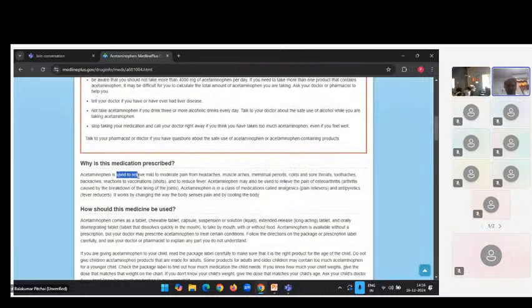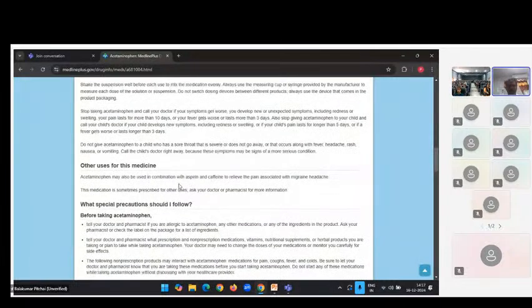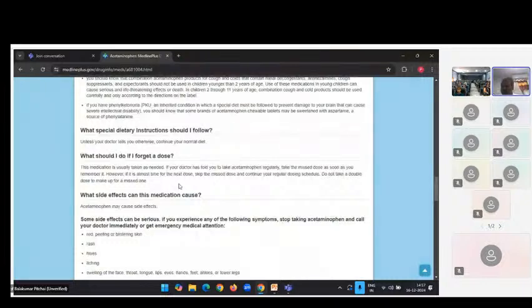It is used to relieve mild to moderate pain from headache, muscle ache, menstrual periods, colds, sore throat, toothache, backache, reaction to vaccination shots, and to reduce fever. So look at the information. How should this medication be used? And other uses of this medication. So the information you really seek that is clinically oriented can easily be retrieved through MedlinePlus. Not only paracetamol, any drug approved by the US Food and Drug Administration, which is available in the market, can be clearly retrieved through MedlinePlus.